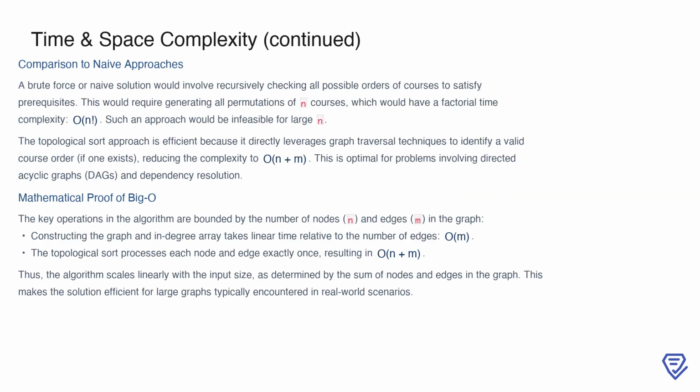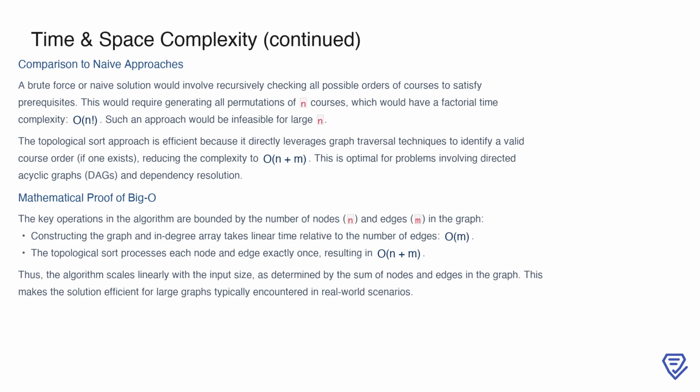When comparing this approach to a naive solution, we see a dramatic improvement in efficiency. A brute force method would involve recursively generating all permutations of the n courses to find a valid order, resulting in a factorial time complexity of n. This is computationally infeasible for large n. In contrast, the topological sort approach leverages the structure of the directed acyclic graph to systematically resolve dependencies, achieving a far more efficient O(n+m) complexity. This efficiency stems from processing each node and edge exactly once.